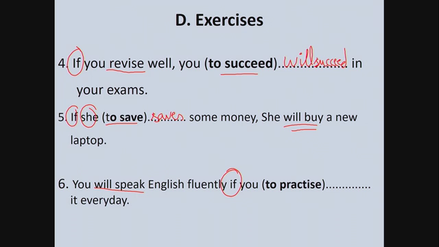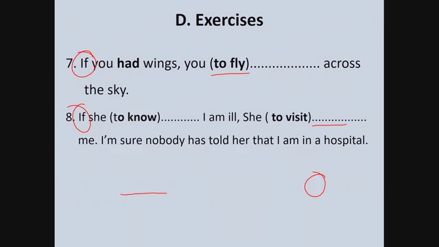Great. Sentence number 6. You will speak English fluently. So, will speak, future simple. So, we're going to conjugate the verb to practice in present simple, because we have the if clause. So, if you practice. So, let's continue with our exercises so as to do better.